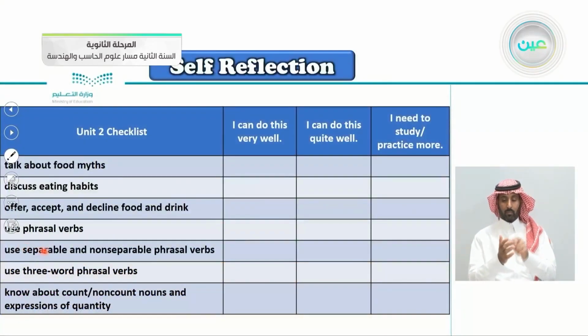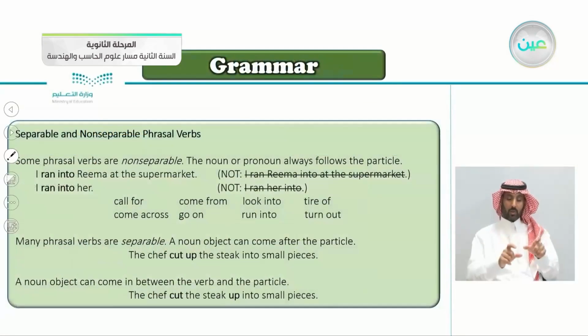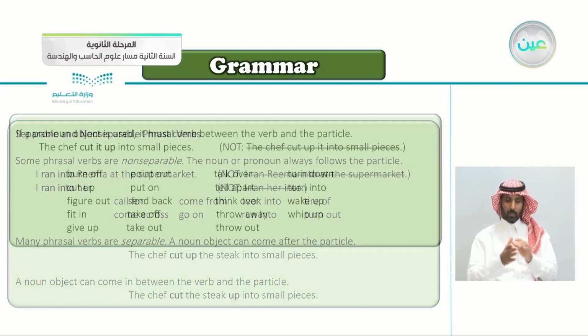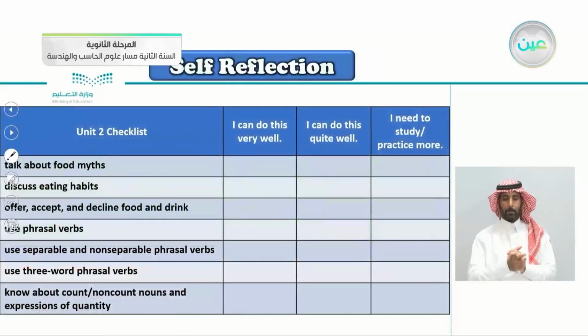Then we took the separable and non-separable phrasal verbs. If you remember, some of them we can separate. Some phrasal verbs are separable, some are non-separable. With non-separable verbs, the noun or the pronoun always follows the particle. I ran into Rima. I can't say I ran Rima into. So these are non-separable. The separable one here, to cut up. For example, the chef cut up the steak, or you can say the chef cut the steak up. So you can separate those. So these are the separable and non-separable phrasal verbs.